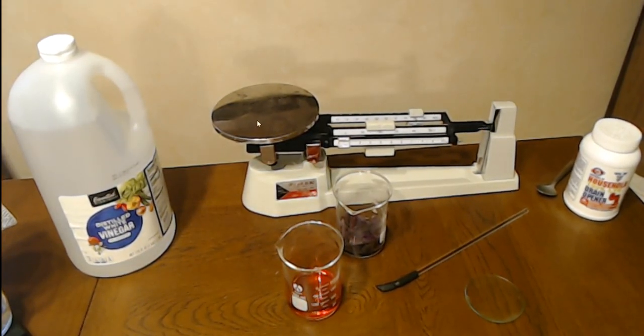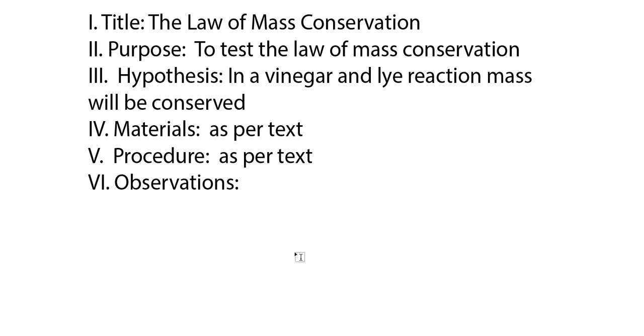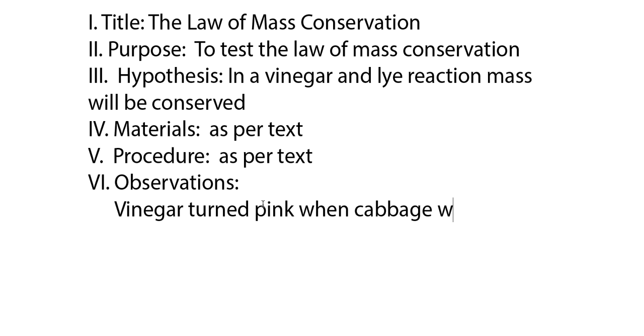So we'll go back to your lab notebook, and under observations we're going to add: vinegar turned pink when cabbage water added. Okay. We're not going to say that thus indicating an acid because that would be analyzing your data instead of just recording observations.